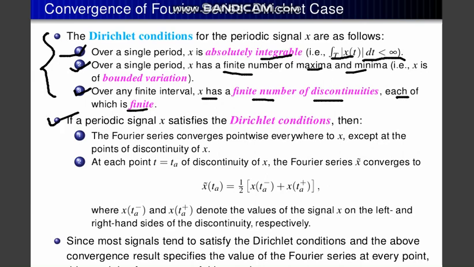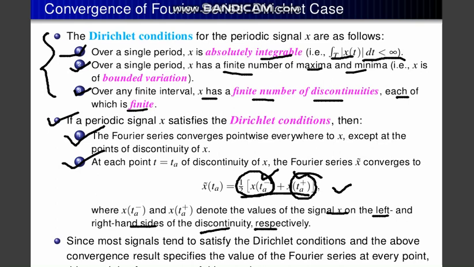If a periodic signal x satisfies the Dirichlet conditions, then the Fourier series converges pointwise everywhere to x, except at the points of discontinuity of x. At each point t equal to t_a of discontinuity of x, the Fourier series x bar converges to the average of the two one-sided values. The minus and plus denote the values of signal x on the left and right hand sides of the discontinuity respectively.